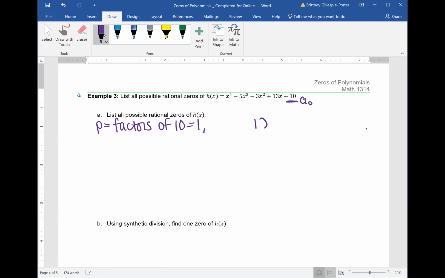I know I'm going to use 1 and 10. 10 divided by 2 gets me 5, so 2 and 5 go on the list next. Next number up from 2 is 3. 10 divided by 3 gets me decimals, so I know it's not divisible by 3. 10 divided by 4 also gets me a decimal, so we know that 10 is not divisible by 4. Next number after 4 is 5, which is already on our list. So we're done with our values for p.